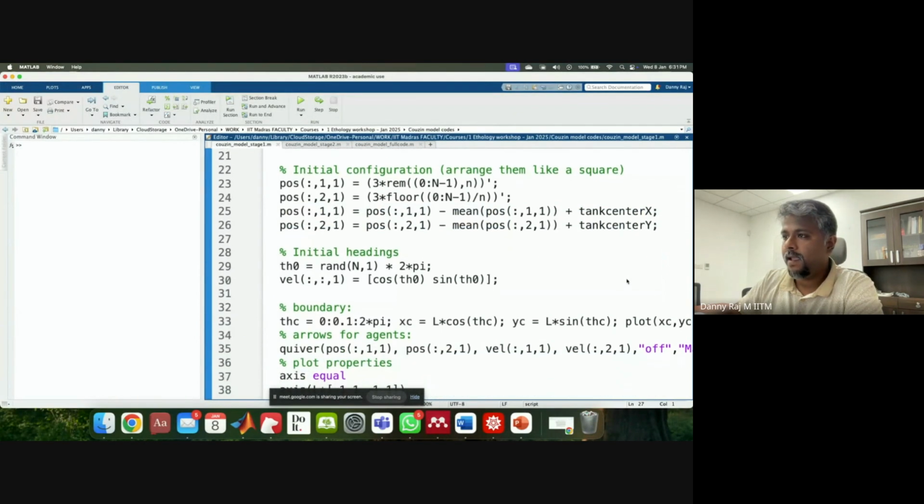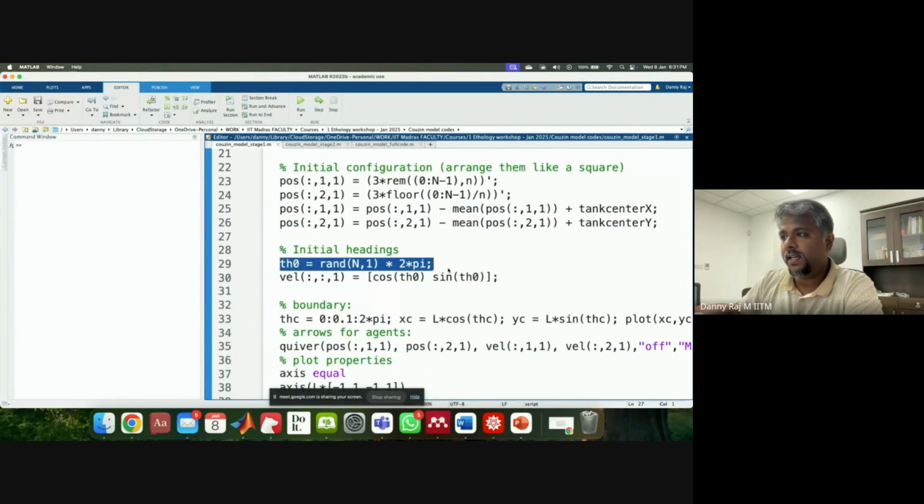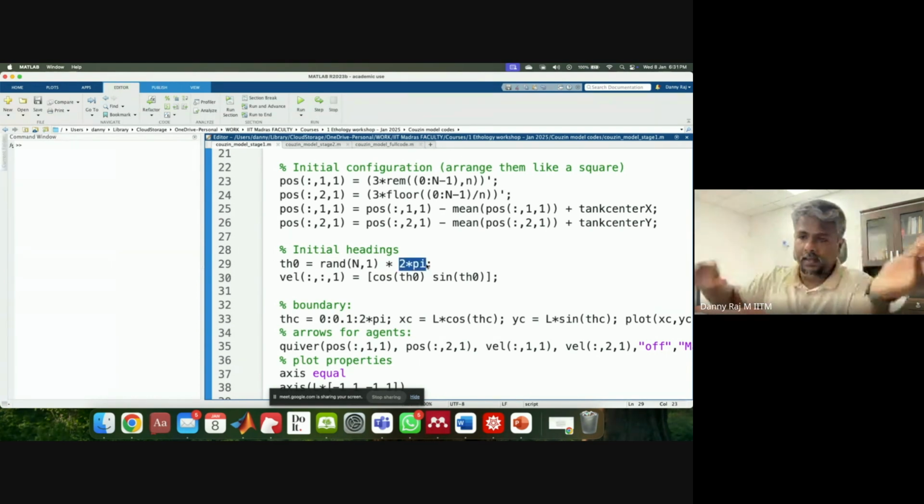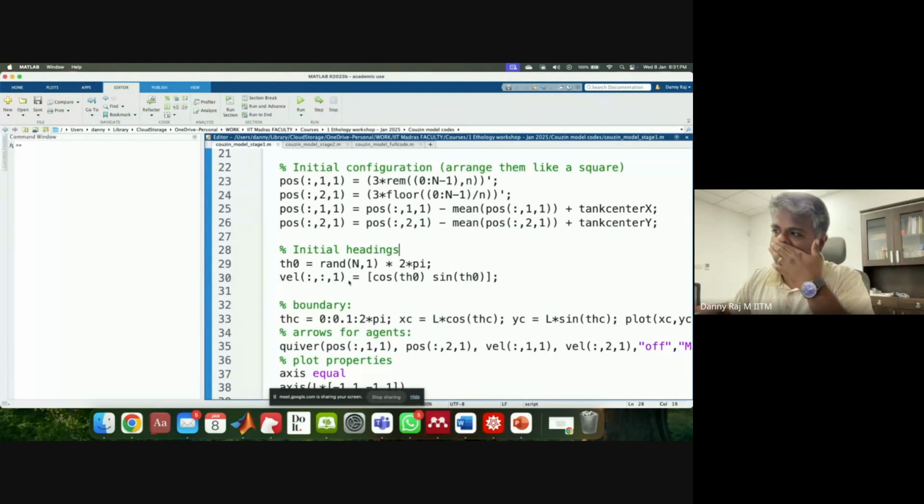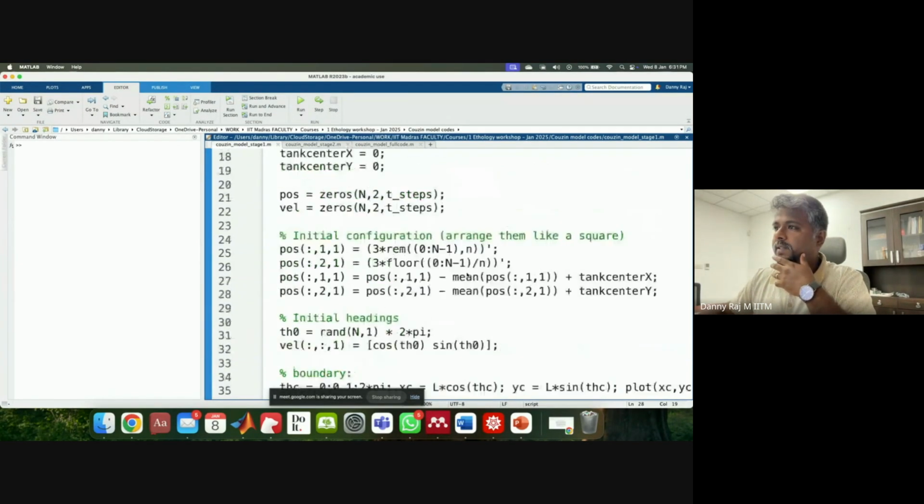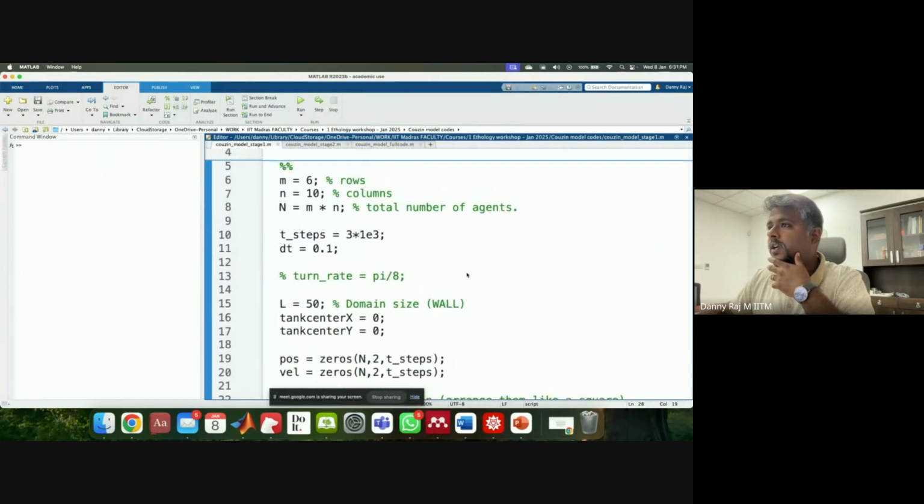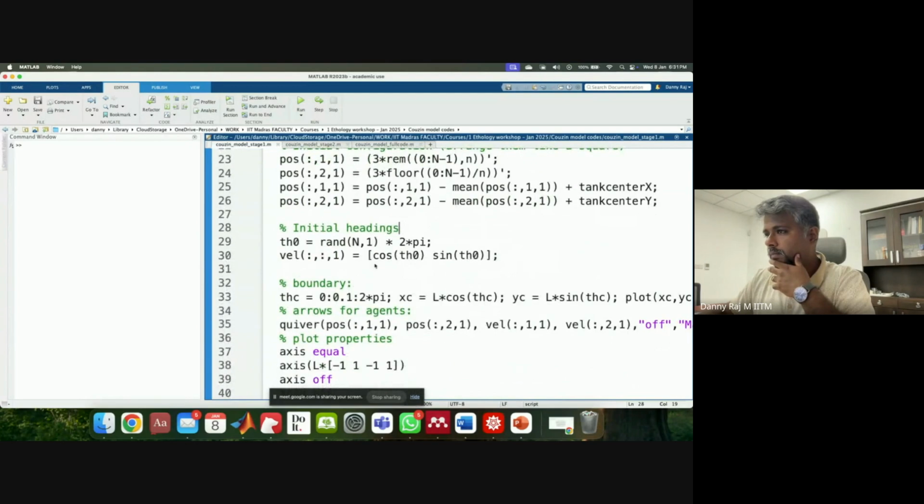All right, and then I give it some initial headings. It could be in any direction. This is a random number from a uniform random distribution, multiplied by 2 pi, so it could be at any angle. And then the velocity is cos theta, sin theta. I think I've kept the speed to 1. Okay, I've kept the speed to 1, so you don't have to worry about S naught. S naught is 1.